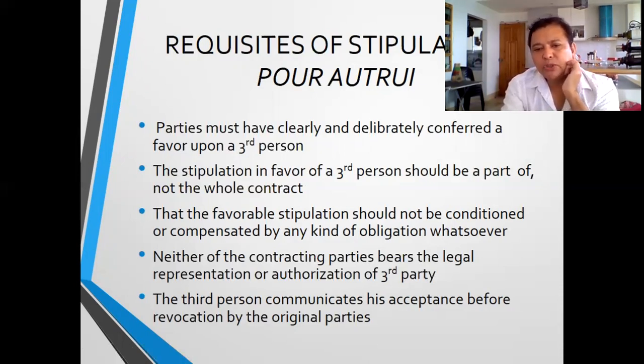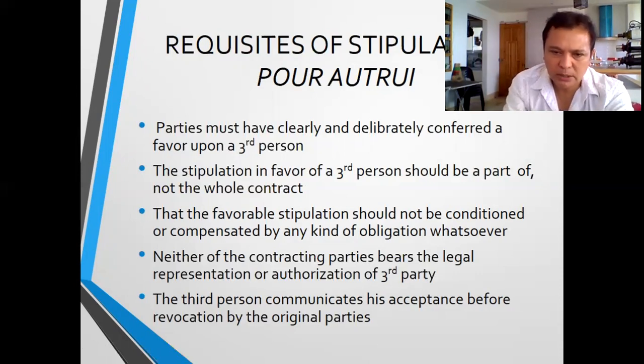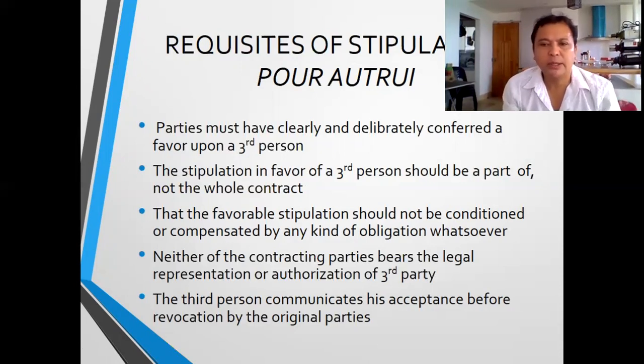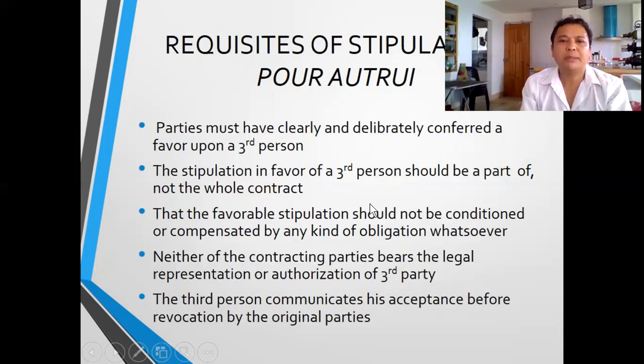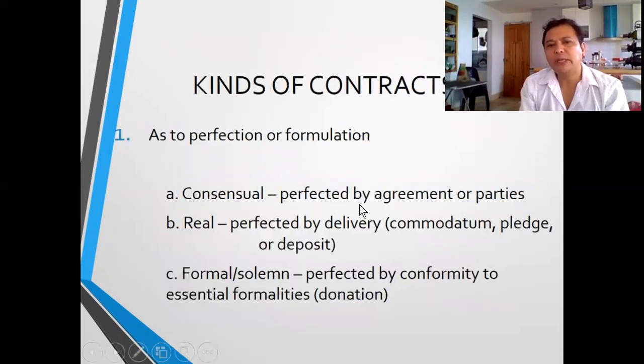And the last one, the third person communicates his acceptance before revocation by the original parties. So it is already stated that my son should accept the 50% payment. Now, there are different kinds of contracts according to perfection. Perfection is a stage of the contract where the parties already agree and are bound by the contract. They are bound by the contract.